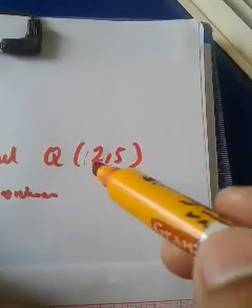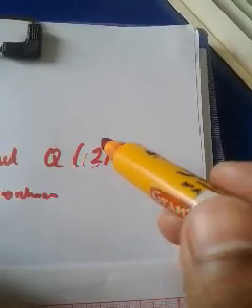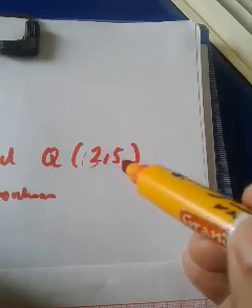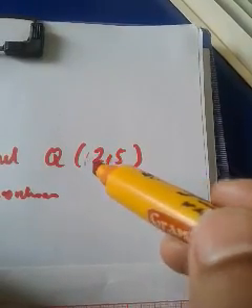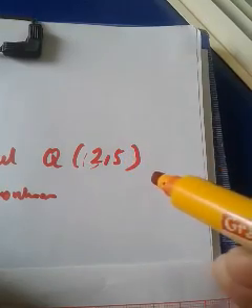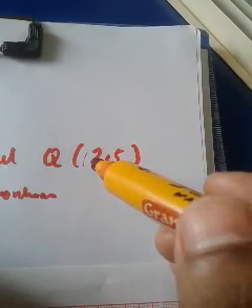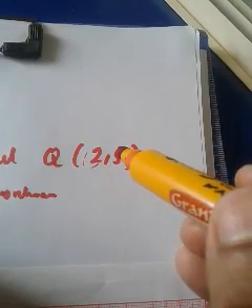Here also the same. Q 2 comma 5 is a point, and the first coordinate is known as the x coordinate. Here the x coordinate is 2 and the second coordinate is 5, and that 5 is known as the y coordinate. Why is 2 the x coordinate? You have to choose 2 from the x axis. Why is 5 the y coordinate? You have to choose 5 from the y axis.